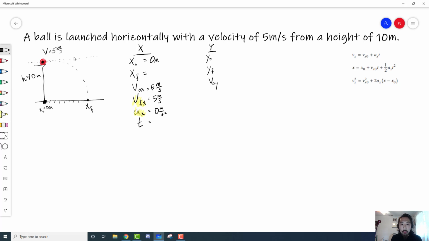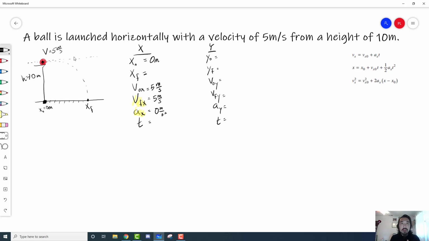V0Y for my initial y velocity, VFY for my final y velocity, A sub y for my y acceleration, and time. And remember, time does not care about the axis at all. Okay, so let's figure out the initial y position.